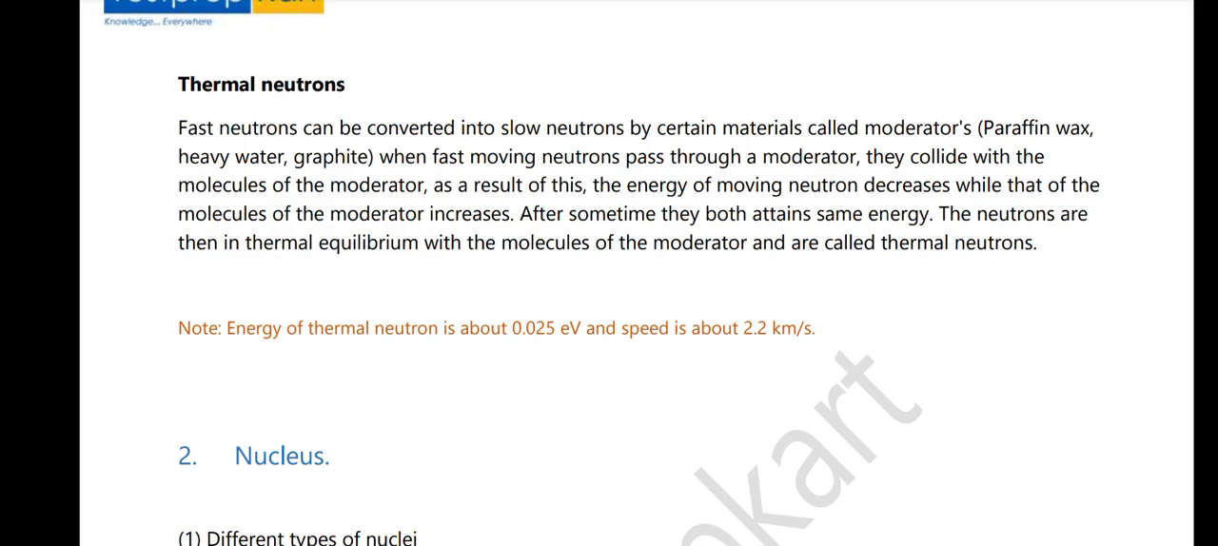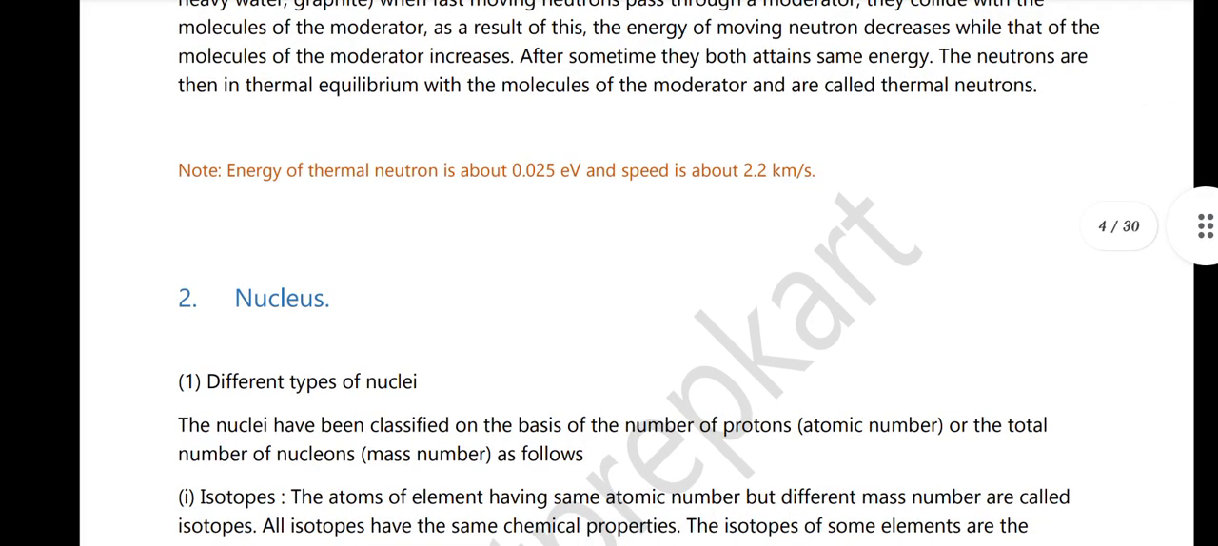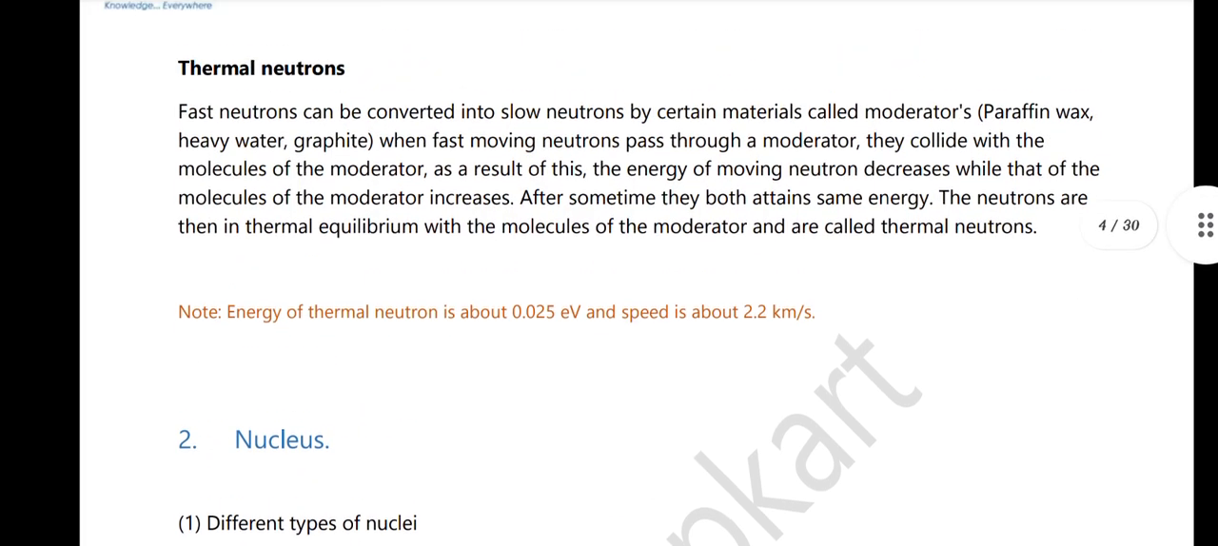It will join with the molecules that are there in the moderator. The neutrons will join, then it will become thermal neutrons. The thing you have to note is that the energy of a thermal neutron is about 0.025 eV and its speed is about 2.2 kilometers per second. Okay, this was about the neutron.